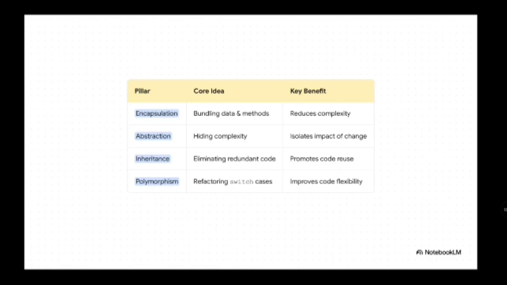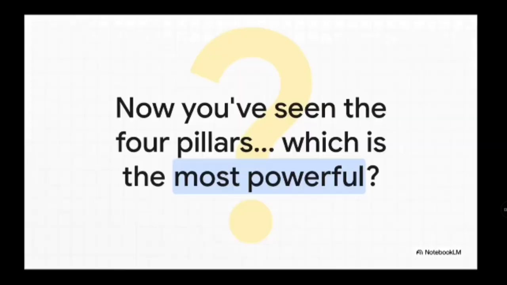Together, they help us write code that isn't just clean, it's robust, it's maintainable, and it's scalable. And that wraps up our look at the four pillars of OOP. We've seen how these concepts all work together as a team to fight that dreaded spaghetti code and build some really powerful software. So that leaves me with a final thought for you.